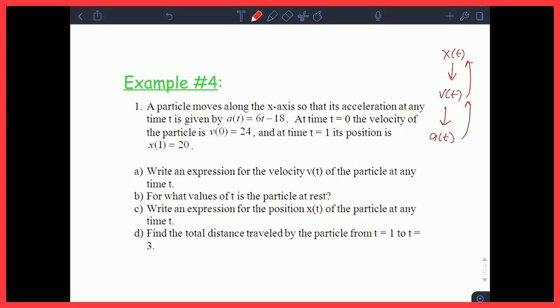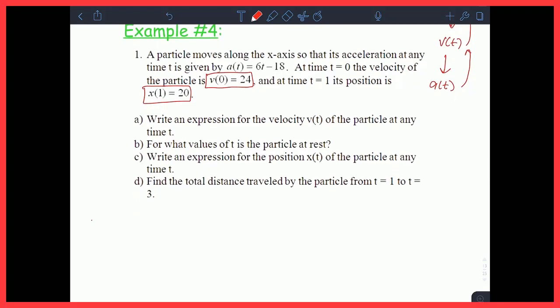At time t equals 0, the velocity of the particle is v of 0 equals 24. This is needed because we just said that you could have an infinite number of antiderivatives, a whole family of them, but there's only one that will satisfy that initial condition. Also, an initial condition of position is given that x of 1 has to be 20. So the first part of the problem says write an expression for velocity of the particle at any time t.